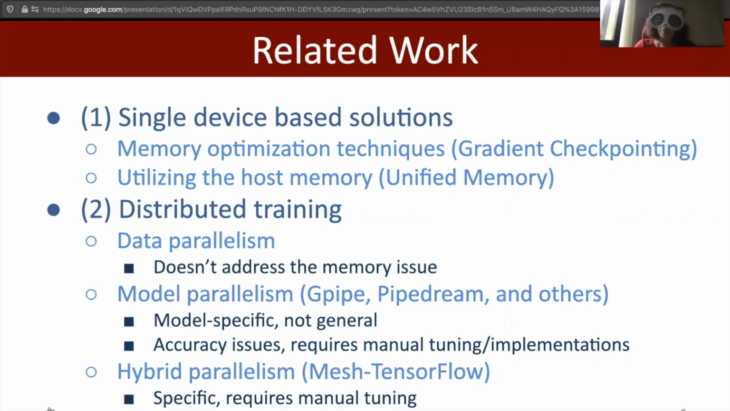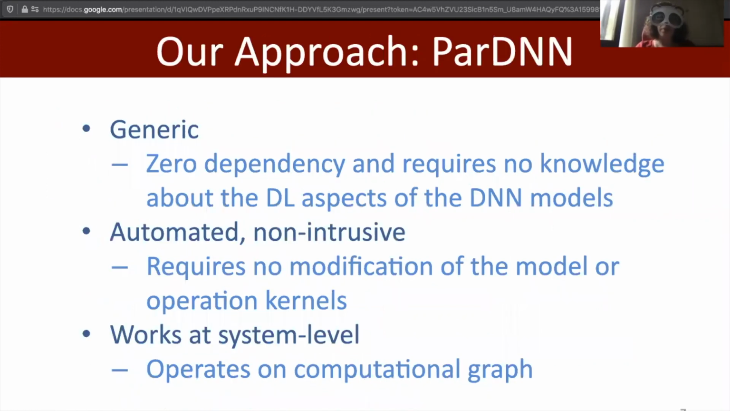There is also Mesh TensorFlow from Google, and this is also very specific to transformers and the natural language processing domain, and requires manual tuning and partitioning as well. So these are the related works, but our approach is generic. We have zero dependency on DNNs, or require no knowledge about deep learning aspects of the models. And it's automated and non-intrusive.